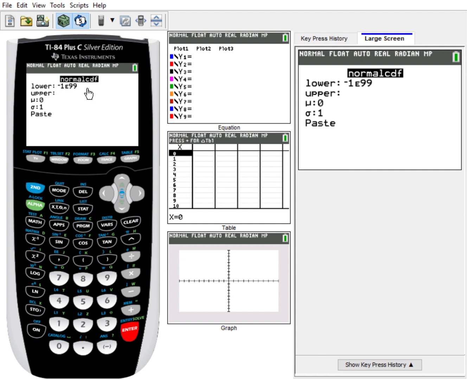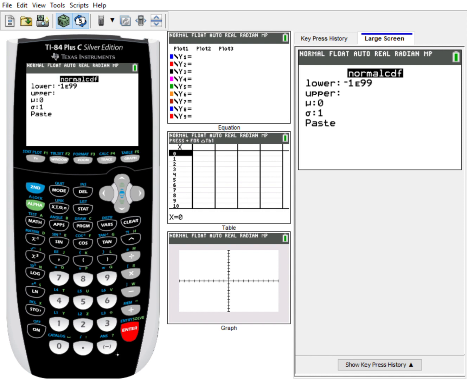Now, in order for you to enter the negative infinity, the calculator doesn't actually do infinities. So what we do is negative 1 E99. It's a negative 1 times 10 to the power of 99, meaning a negative 1 with 99 zeros. It's a really large negative number, so far enough to the left that your calculator will treat this as infinity.